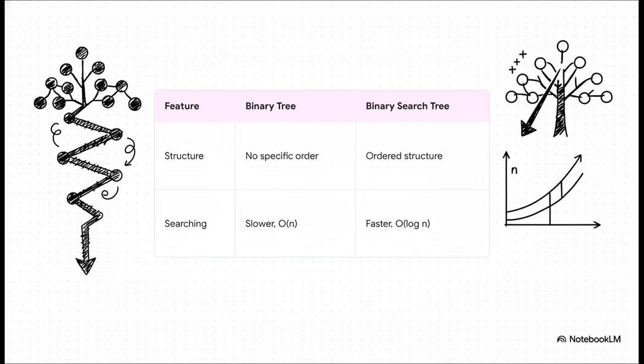So what does this all mean for performance? Well, with the regular binary tree, if you're unlucky, you might have to check every single node. That's what we call O(n) time, and it can get really slow. But with a balanced binary search tree, the search time grows incredibly slowly. You could double the number of items in the tree, and it would only take one single extra step to find anything. That's O(log n), and trust me, that is unbelievably fast.